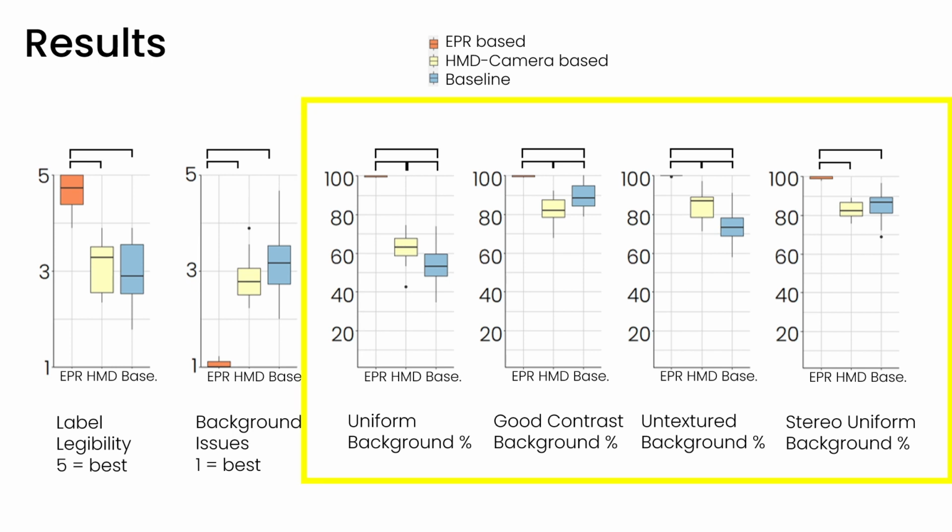Participants were also asked to rate the label backgrounds with respect to our optimization criteria. This rating was performed by estimating the percentage of the label's background that fulfilled each criterion. The eye-perspective algorithm again significantly outperformed the other two algorithms.